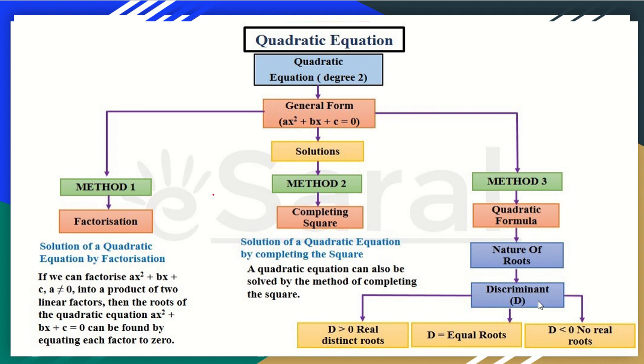Quadratic formula, right? If the discriminant is greater than 0, you will have real and distinct roots. Okay. If it is equal to 0, then you will get what? Equal roots. If it is less than 0, then you won't get any real roots.